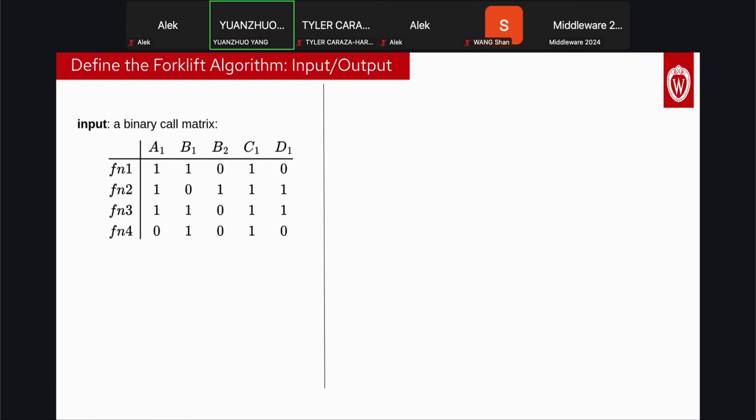First, I will define the algorithm's input and output. The input includes a binary call matrix consisting of historical call data. For this matrix, you can say that function 1 requires packages A1, B1, C1, and functions 1, 2, 3, 4 were each called once. Input also includes the dependency relationship parsed from pip compile. For this example, D1 relies on A1, and C1 relies on B1 or B2. The last input is the tree size limit. For this example, the max tree size is set to 6.